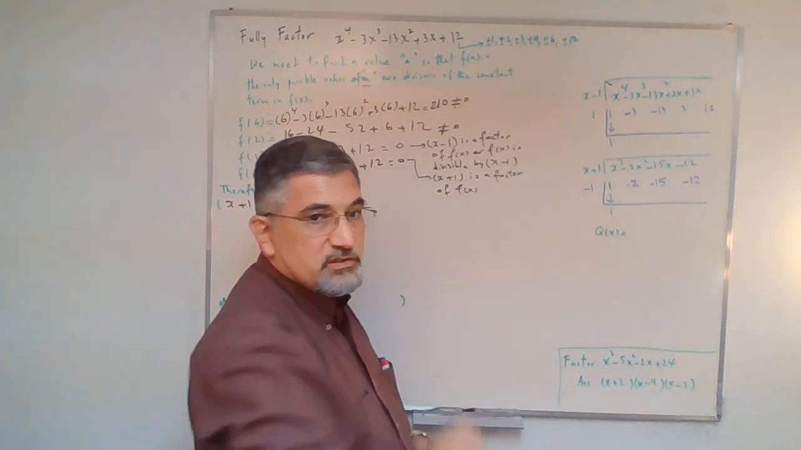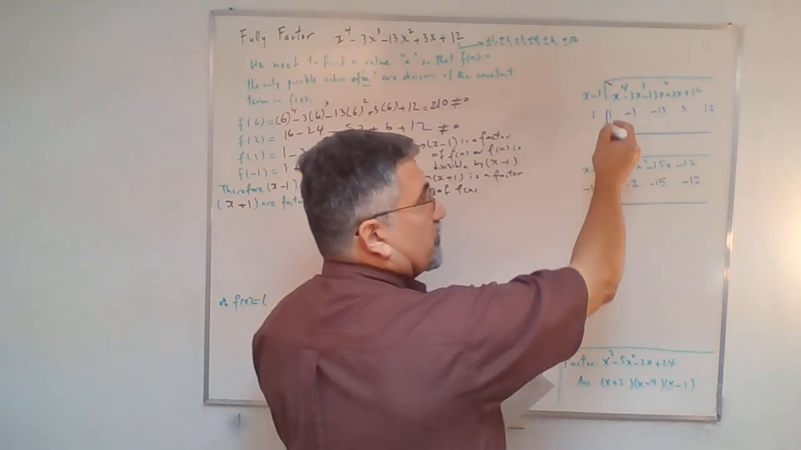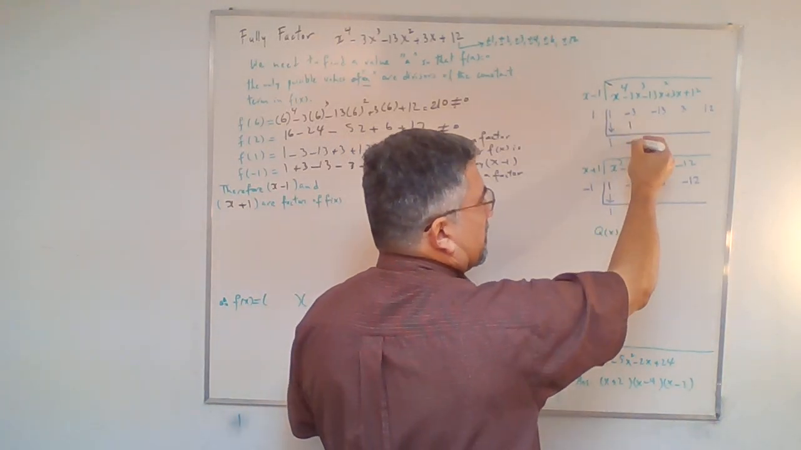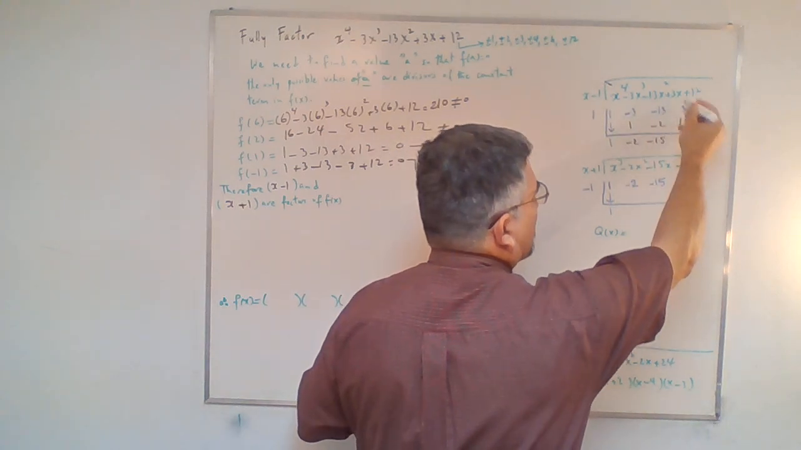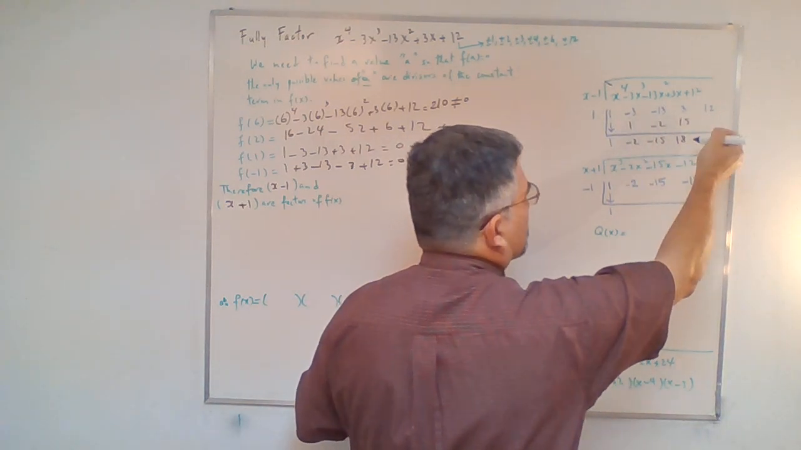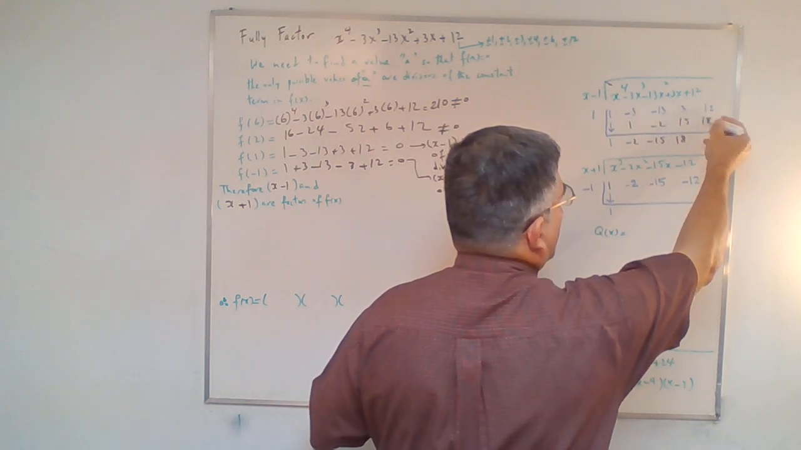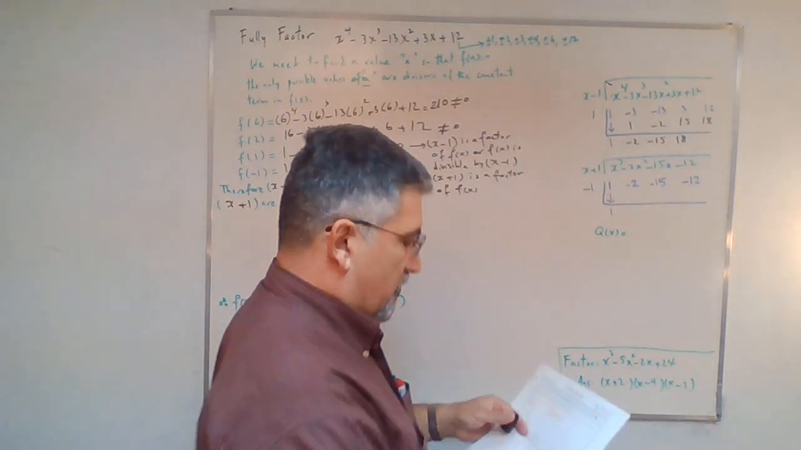The root of the divisor is 1. So we bring 1 down, 1 times 1 is 1, add them up, -2, times that -2, add them up, -15, times that 15, add them up, 18, times 1 is 18, and add them up. So something somewhere is wrong.